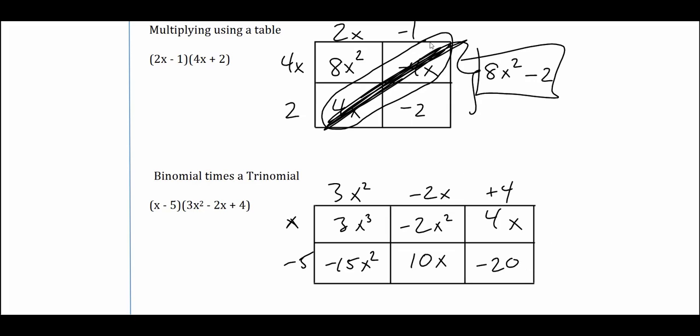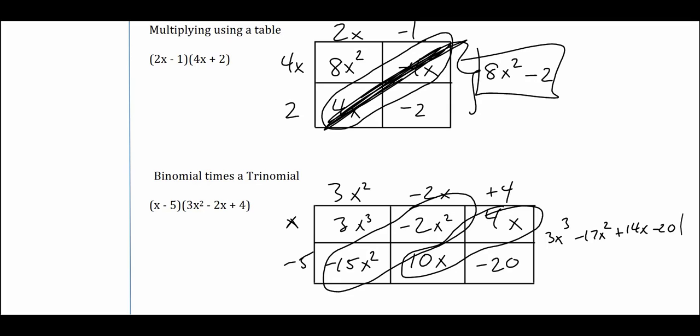So just like in the one above it, where the diagonals are added, these diagonals are also added together. Now you have 2 sets of them. This one and this one again are different, so we're going to write them separate. So 3x to the third, -15 minus 2 is -17x squared. 10 plus 4 is 14x minus 20. There is your answer right there.